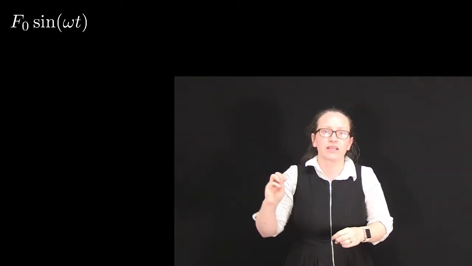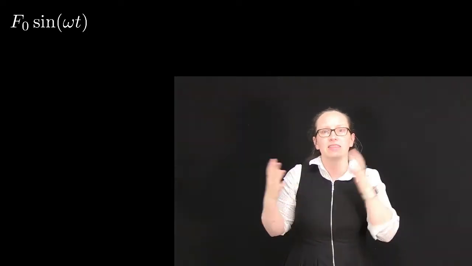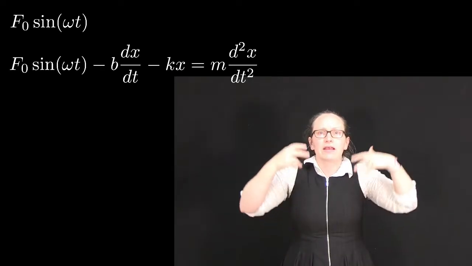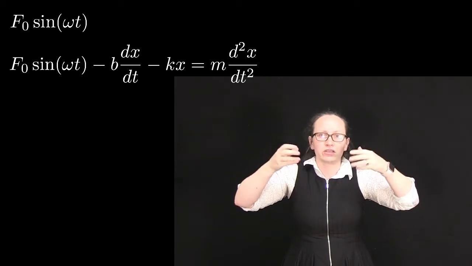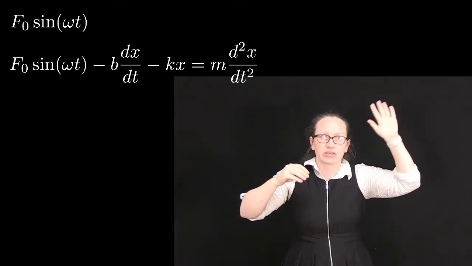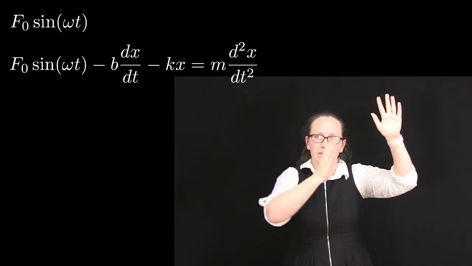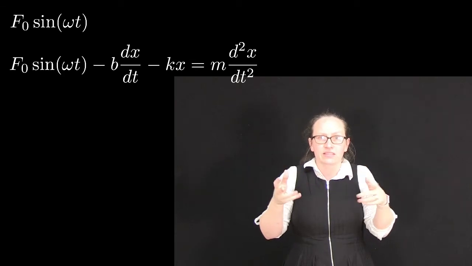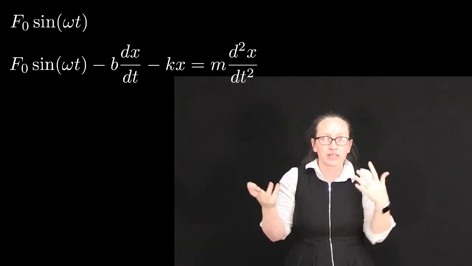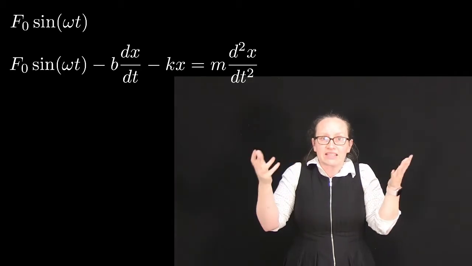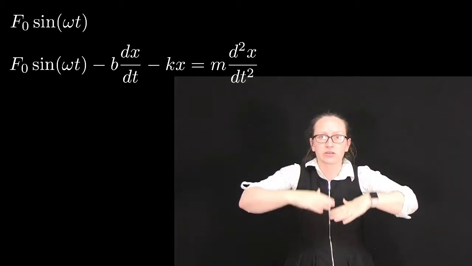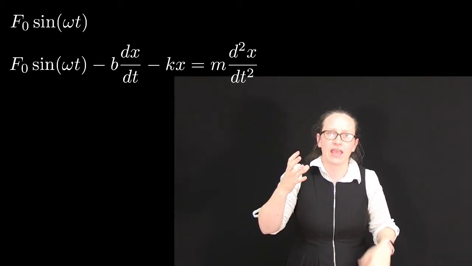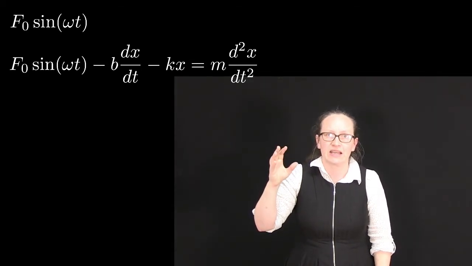So let's have a quick look at some of the mathematics and then we'll discuss where you'd see this. If we're applying this force, the total force acting on the system is equal to F0 sine omega t, that's our periodic driving force, minus b dx/dt, that's the damping force that we were modelling as proportional to v, minus kx, this is for a spring, so we've got the spring force there, and that is the net force, so that's equal to m d squared x dt squared.